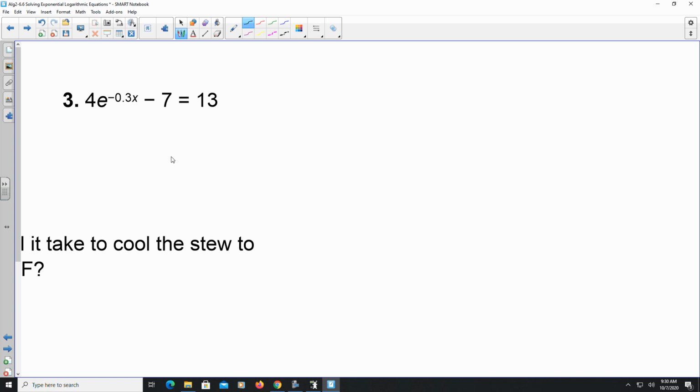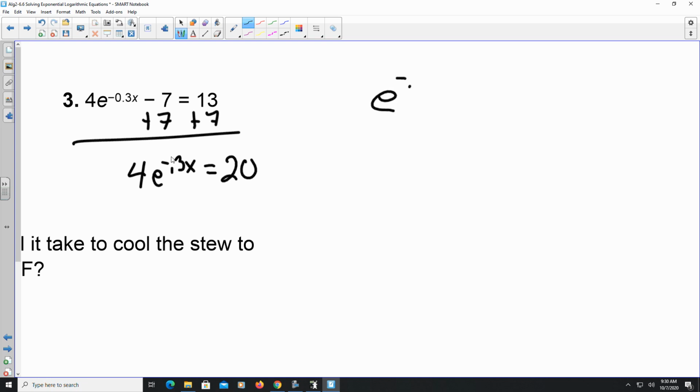If we're going to go about solving this one, the first thing I would do is isolate that variable e. Let's isolate Euler's number. So I'm going to add 7 to both sides. Now I got 4 times e to the negative 0.3x, and that's going to be equal to 20 divided by 4. So now I have e to the negative 0.3x is equal to 5.